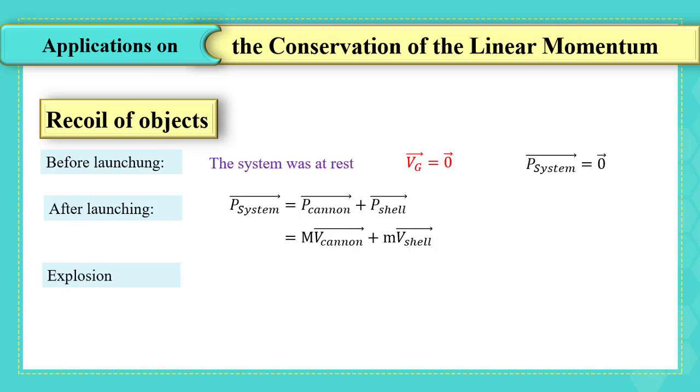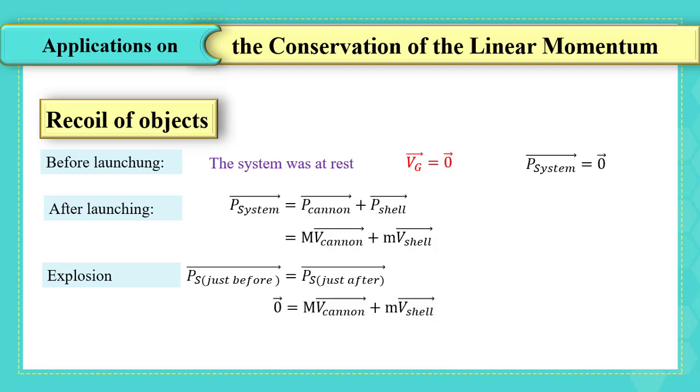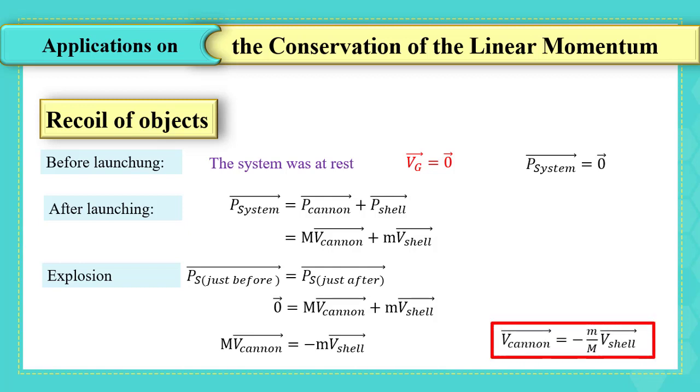The explosion happens. Then the system is isolated and the linear momentum just before the launching is equal to that just after launching. We get 0 vector equals the mass times the velocity of the cannon plus the mass times the velocity of the shell. Rearranging this equation to find the velocity of the cannon, we find that it is minus the mass of the shell over the mass of the cannon times the velocity of the shell. And this minus sign means the opposite direction of the velocities of these 2 particles.